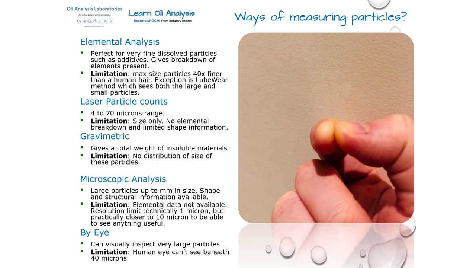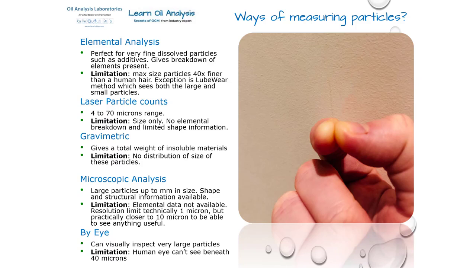I have another video on this YouTube channel specifically on elemental analysis if you want to find out more. Another popular type of testing is laser particle counting for measuring ISO 4406, NAS or SAE 4059 cleanliness codes. Laser particle counting can detect particles between 4 and 70 microns. The downside to this method is it gives no elemental and limited shape information. Equally, the tolerances of particle counters tend to be between 150 and 200 microns, meaning you can't measure anything much larger than a grain of sand.